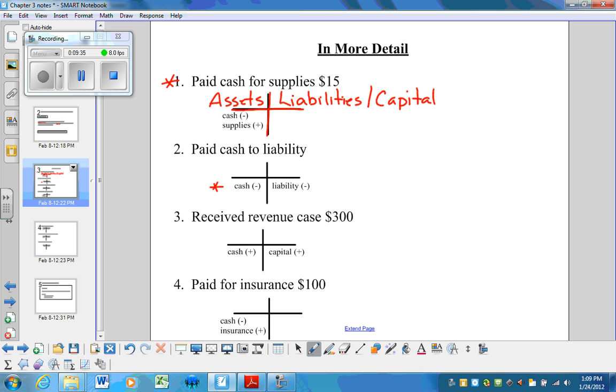Number 3, received revenue, cash, $300. Your cash is going up, and your capital is going up. And you notice how they've changed sides on the T-chart there. Number 4, paid cash for insurance. Your cash is going down, your insurance is going up. They both are assets, so they're on the left-hand side.